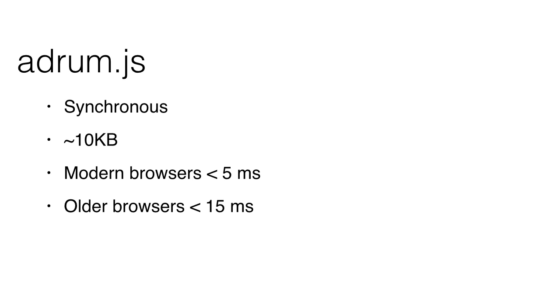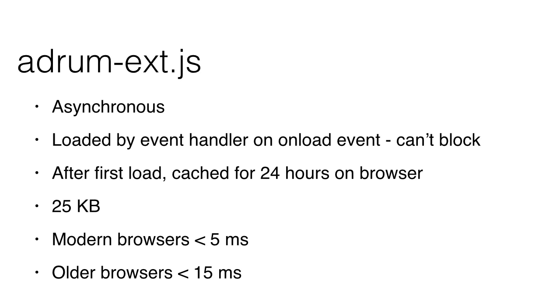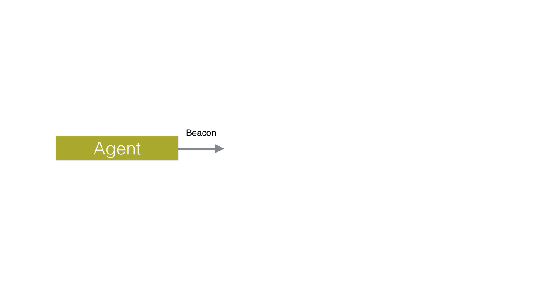The main file does some quick configuration and setup, and then starts the timer. On the page onload event, an event handler downloads the extension asynchronously, so that it never blocks page load, and then, to further streamline the process, caches it on the browser for 24 hours. This file is slightly larger, around 25 kilobytes, but the execution time is around the same as for the main file. Once the information is collected, it's bundled into a web beacon.